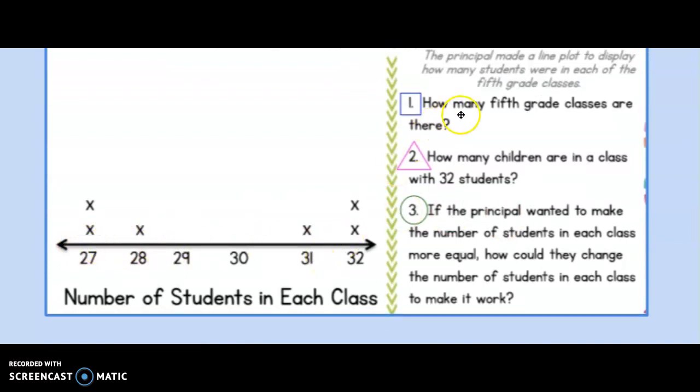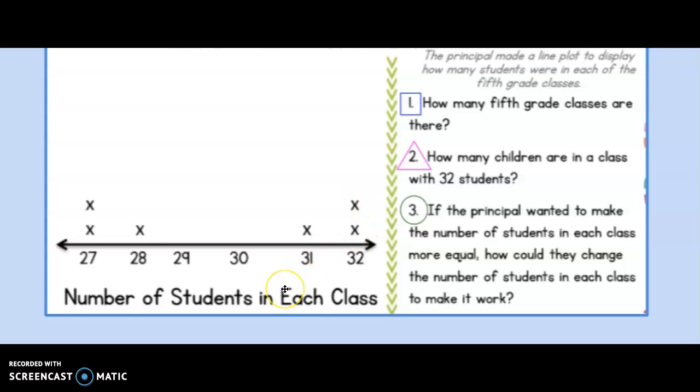Now I could probably answer some questions like, how many 5th grade classes are there? Well, we figured out before there were 6. 1, 2, 3, 4, 5, 6. How many children are in a class with 32 students? I think this should be how many classes have 32 students. And we would say 2 classes have 32 students.